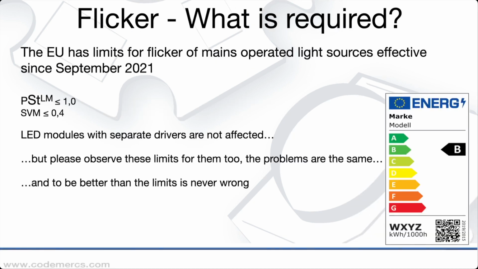So what does that mean practically for implementing light sources? The EU has limits for the flicker of mains-operated light sources only. Those are in effect since September 2021. A PSTLM of less than 1 and an SVM of less than 0.4 are required. But this affects only light sources which are mains-operated. If you're using a setup with separate LED modules and drivers, those are not affected.